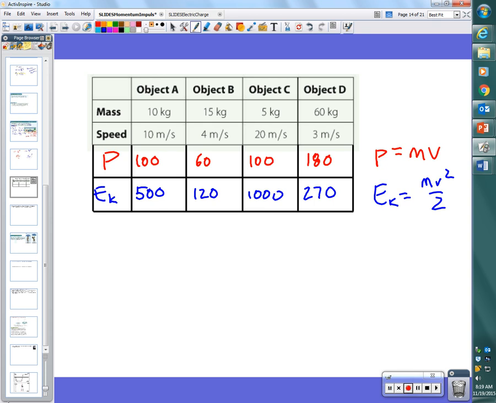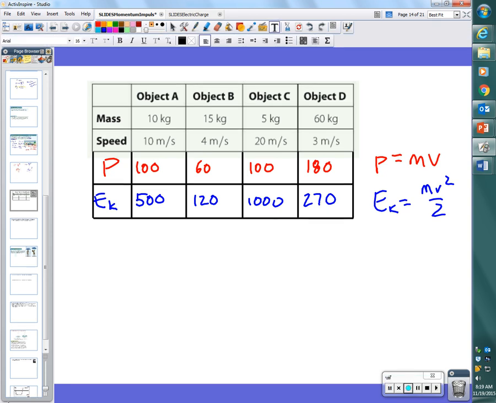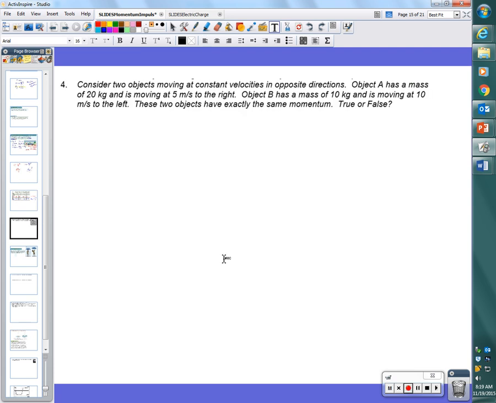What I think is actually question number 4 on your sheet. There it is, yep. It says, consider 2 objects moving at constant velocities in opposite directions. Object A has a mass of 20 kilograms, is moving 5 meters per second to the right. Object B has a mass of 10 kilograms and is moving 10 meters per second to the left. These two objects have exactly the same momentum. True or false? Formulate yourself an answer. 15 seconds.